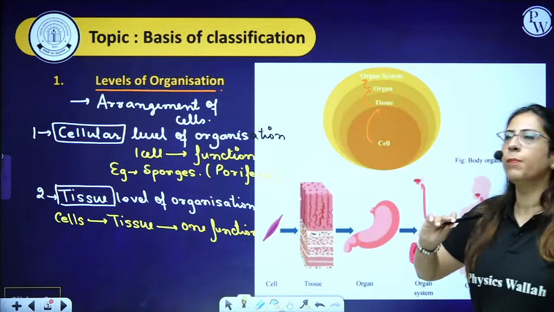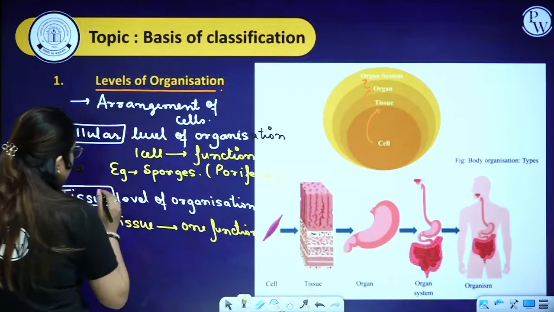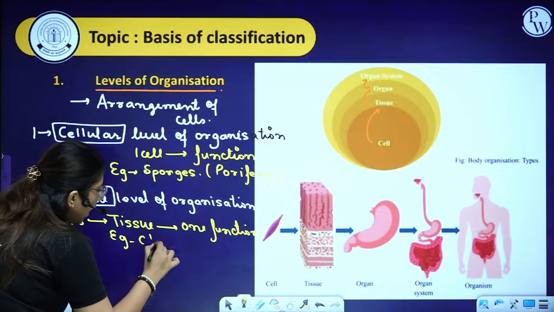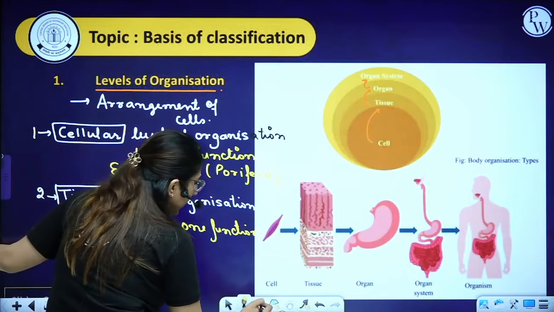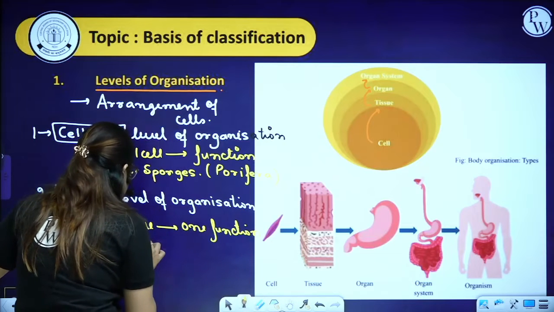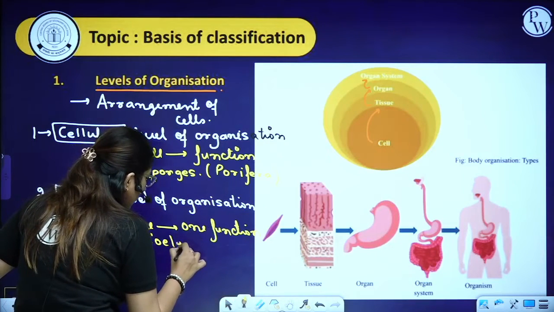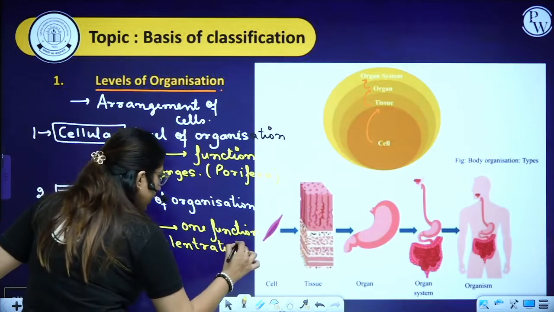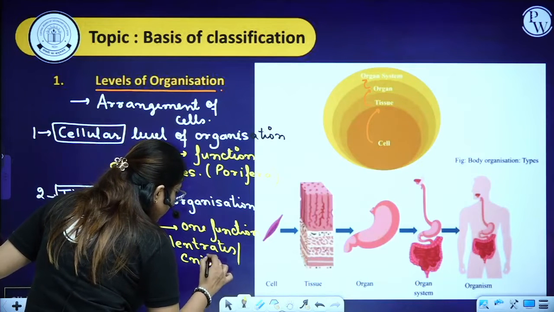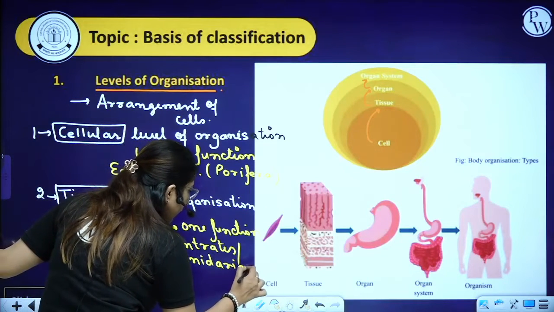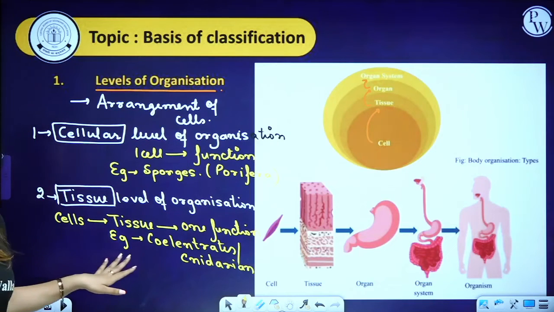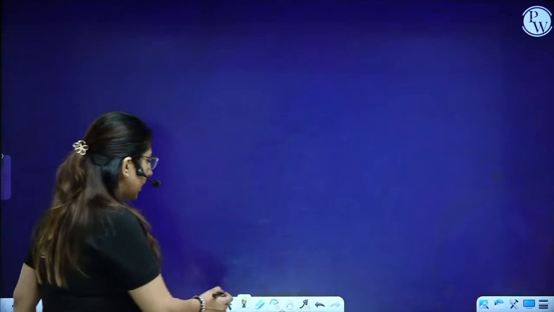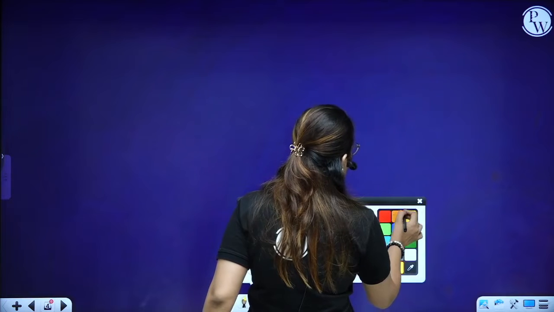Clear? Now, in this case, a very beautiful example, instead of porifera, here we have the ctenophora. Sorry, coelenterata. Let's write coelenterata, or coelenterates, or you can write cnidarian. We'll be talking about other features also, but this thing you have to remember. Cellular level, tissue level. Now, there are some groups of organisms that exhibit the organ level of organization.